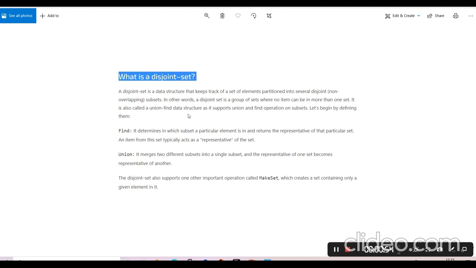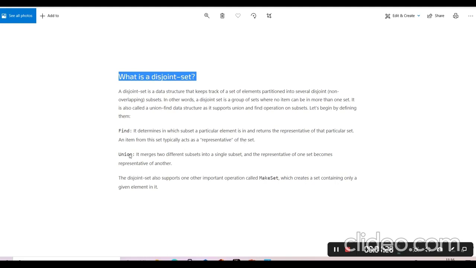So we are going to use this union and find data structure, as it supports union and find operations on subsets. Okay, so let's begin by defining them. So what does find say? The find operation determines in which subset a particular element is in, and returns the representative of that particular set. An item from the set typically acts as the representative of the set.